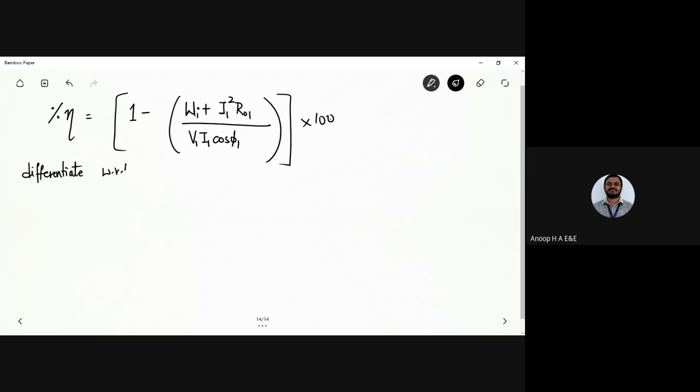with respect to the current. Why current? That is the current which is said to be variable. This will differentiate with respect to the current I1.